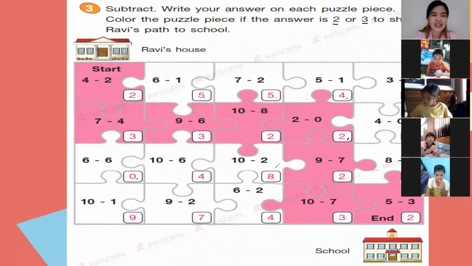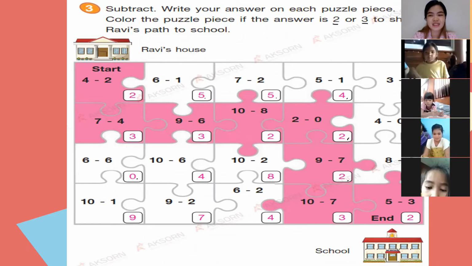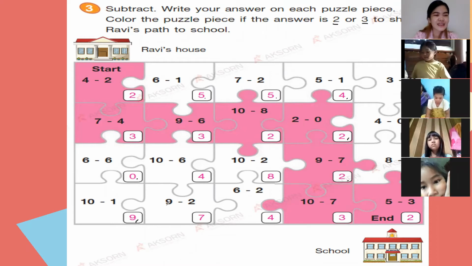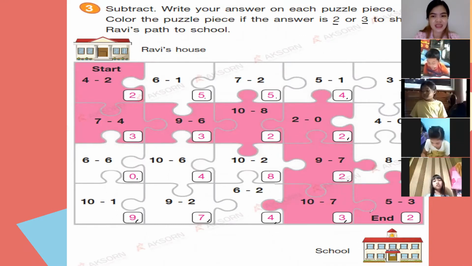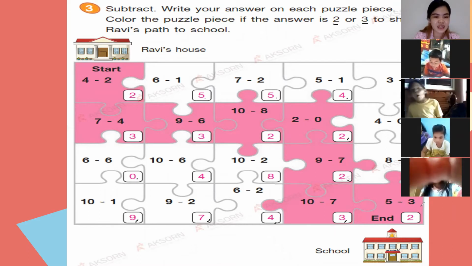4. And then 10 minus 2 is 8. 9 minus 7 is 2. 6 minus 2... 6. And then 10 minus 1. 9 minus 2 is 7. 6 minus 2 is 4. And then the last two numbers, we have 10 minus 7, which is 3. And then last, 5 minus 3 is 2.